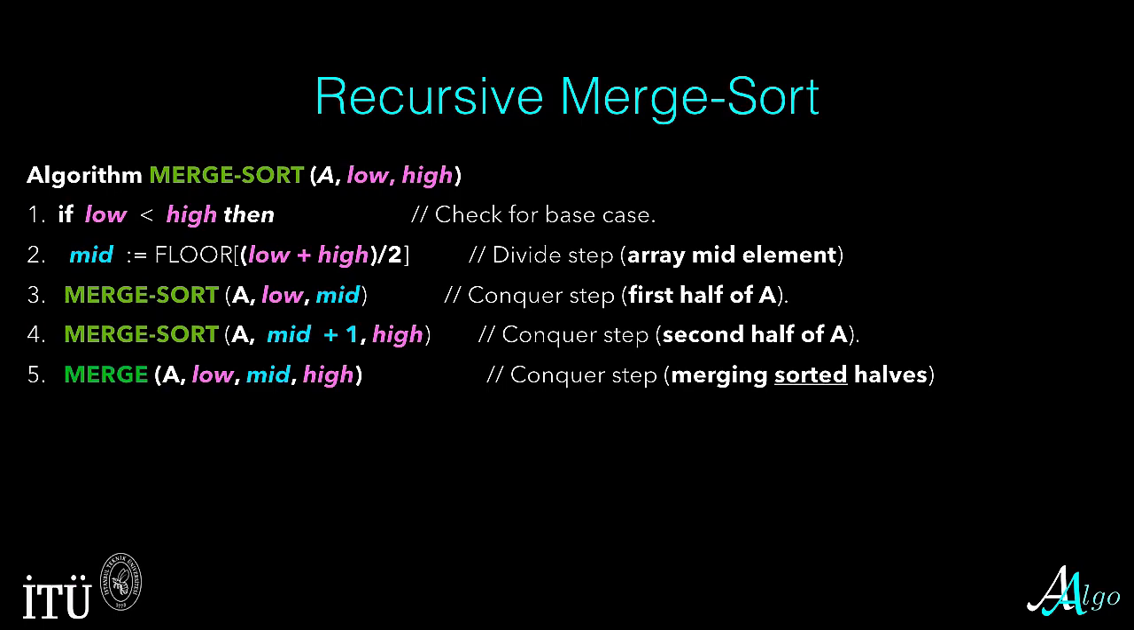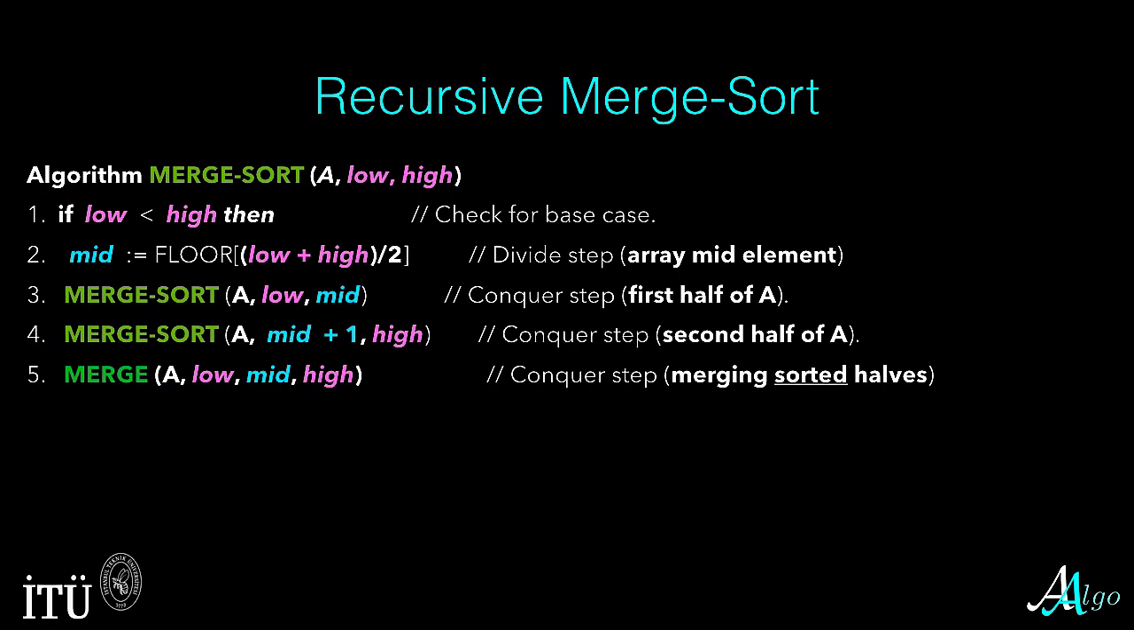Okay, so this is the whole algorithm, merge sort. We give it an array A, a low index and a high index. If the low index is smaller than the high, then we run all of those instructions. The first one is actually just a base case. We want to give the right numbers. You don't want to give low larger than high, okay? So what do we do?